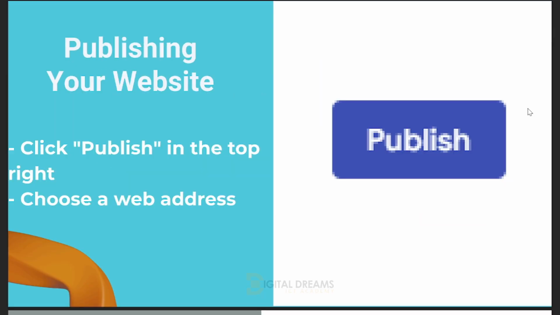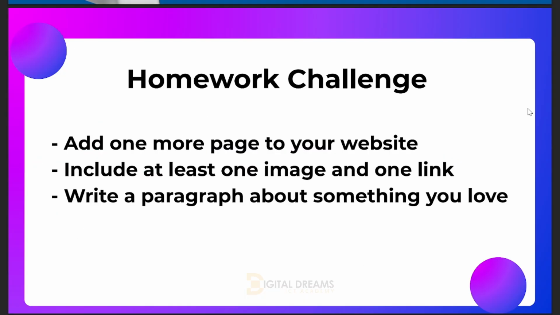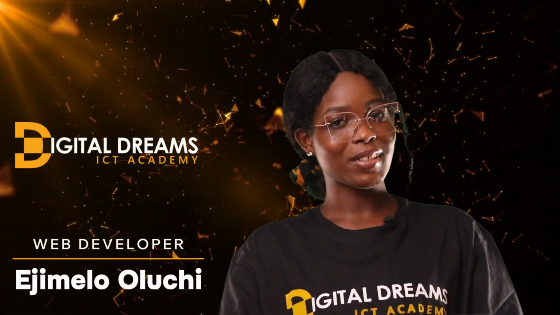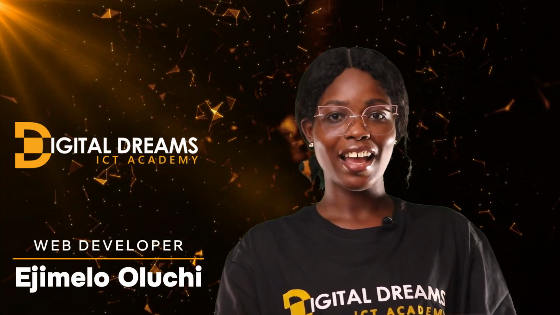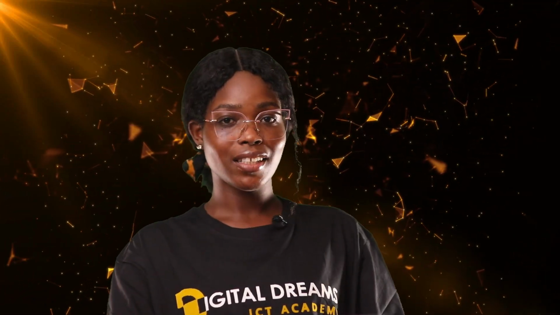Now your homework is this. You will have to add one more page to your website and you should include at least one image. Then you write a paragraph about whatever thing you love. You add it there to the new page you'll be creating. I hope your website is pretty. I hope your website is nice, because our next class we will be writing code. So your Visual Studio Code should be installed by then.